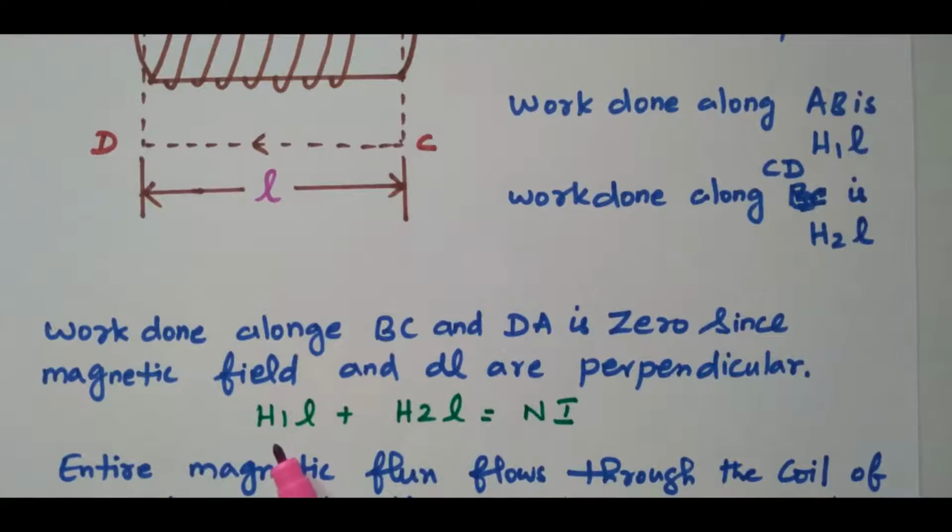So due to that, we have H1L plus H2L equal to N into I. The work done inside the solenoid plus the work done outside the solenoid is equal to the current. Here N is the number of turns, so the current is multiplied by N. So H1L plus H2L equals NI. Right. Now we'll see what H1 is and what H2 is.